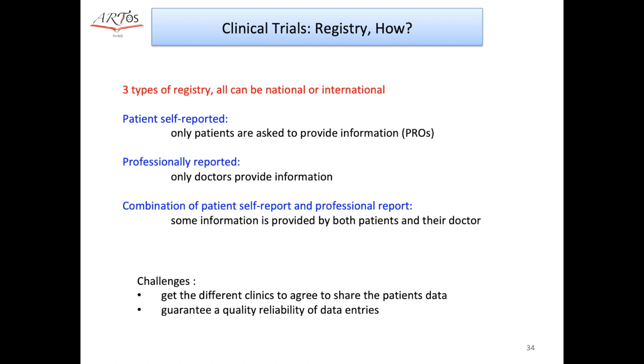The challenges you can encounter are to get the different clinics to agree to share the patient's data and to guarantee a quality and reliability of data entries.